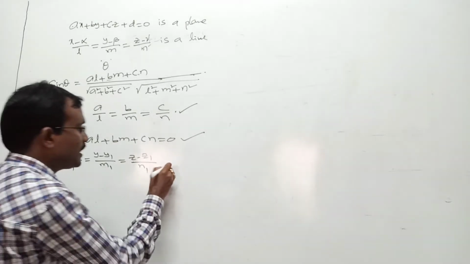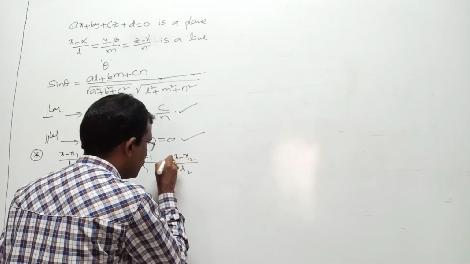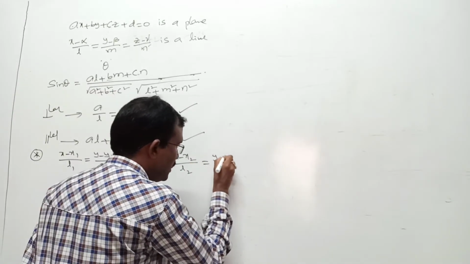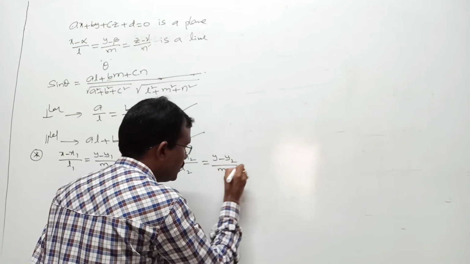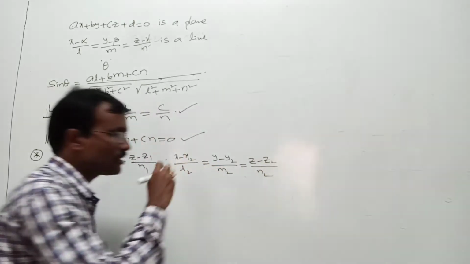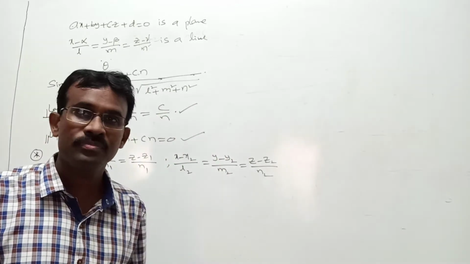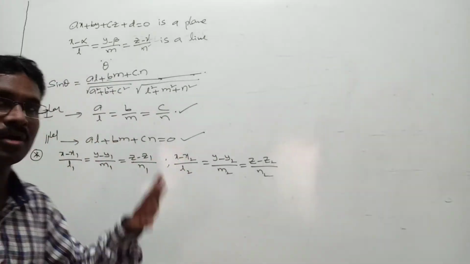And the second line is (x − x2)/l2 = (y − y2)/m2 = (z − z2)/n2. These are the two lines. When do you say these two are coplanar?